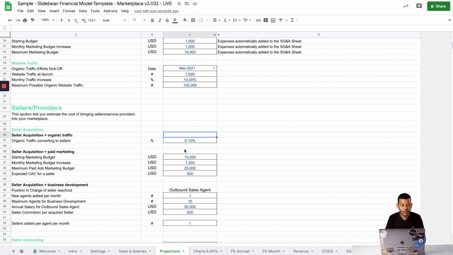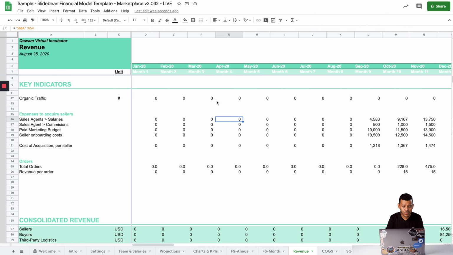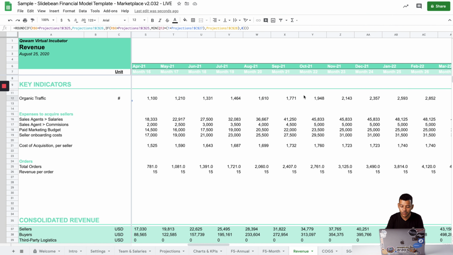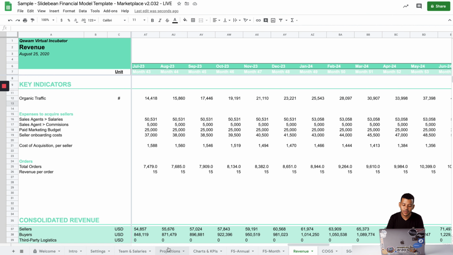All right, so let's look into the sellers. Before that, sorry, you can go to the revenue sheet, and then you'll be able to track organic traffic here. So whatever you set, again, March 2021 was the launch date. This is where your organic traffic comes in. And it grows, and then it's capped at 100K visitors.